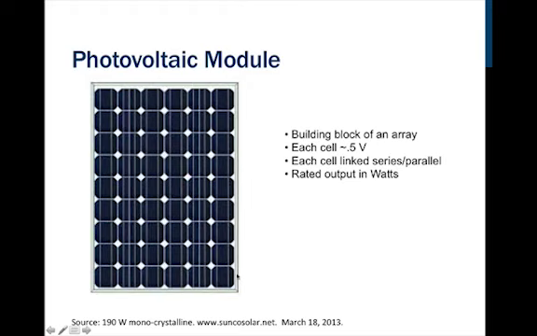We get that 30 some volts by linking cells together in series and then paralleling strings of series together in parallel to build up amperage. So that's how we get a higher voltage module from this tiny half volt cell. The rated output of the module is the combination of all these cells together. This is a 190 watt monocrystal module. Maximum output in full sunlight would be 190 watts.